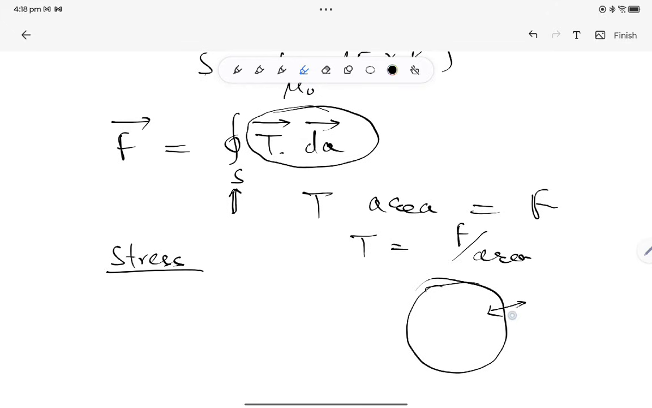Now this stress can be either pressure stress, or it can be shear stress. That depends upon the diagonal elements. If you have non-zero diagonal elements, each diagonal element stands for pressure, and non-diagonal elements stand for shear. That is the physical meaning of Maxwell's stress tensor.